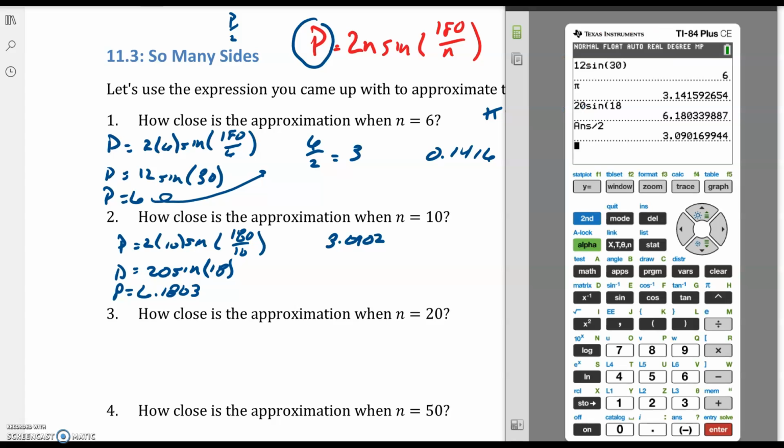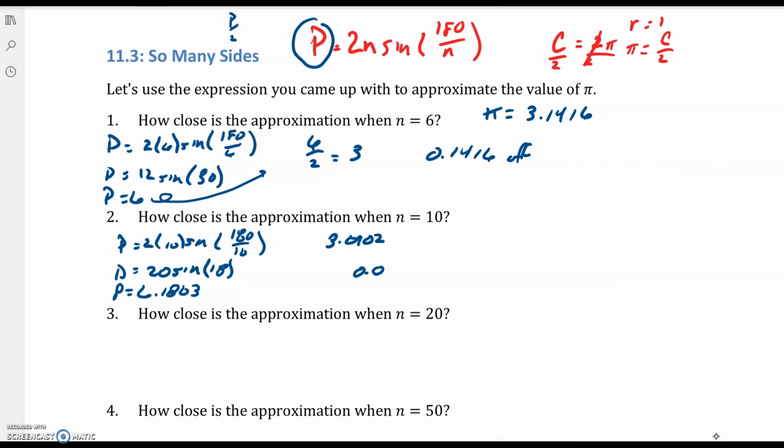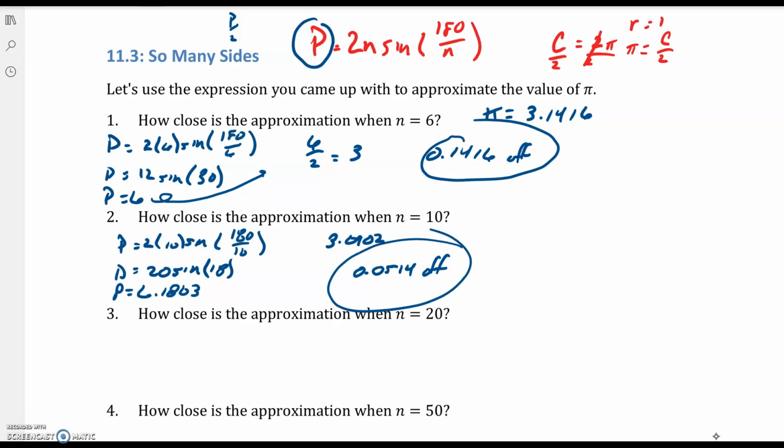How far off of pi is that? Well, let's take pi and subtract that answer. And we get 0.0514. Notice it was 0.1416, and increasing the number of sides gets it closer to pi.